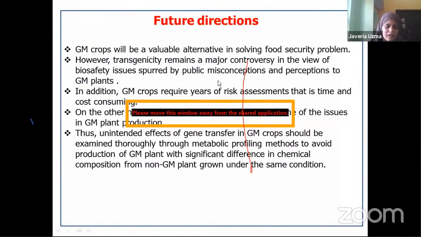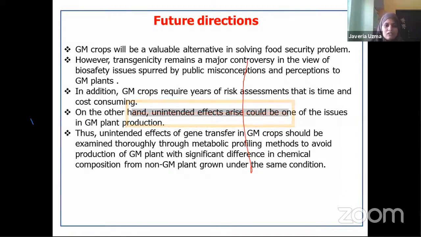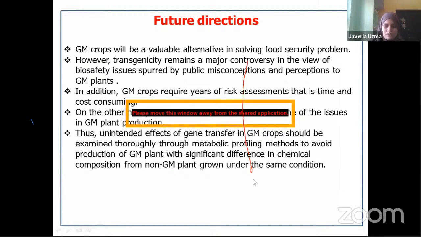Like when a Bt cotton or Bt brinjal is affecting the insect gut, it may also affect the human gut. That is a misconception. By doing further scientific, metabolic and molecular research, you can remove these misconceptions and grow GM crops in the same conditions as non-GM crops.